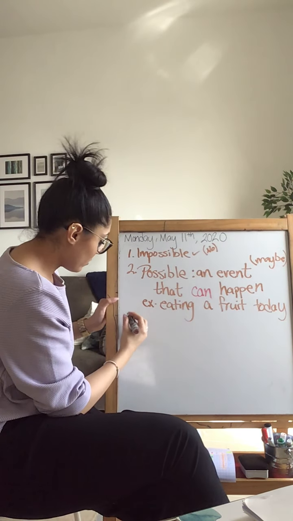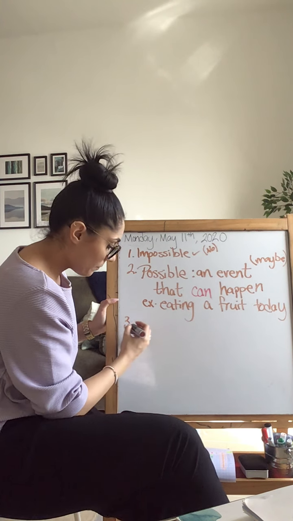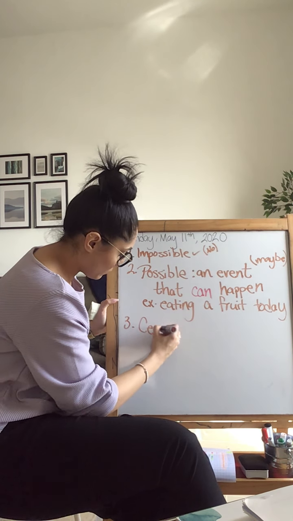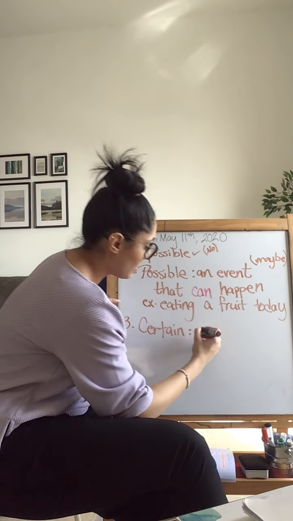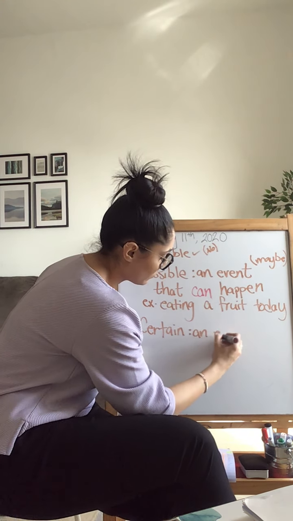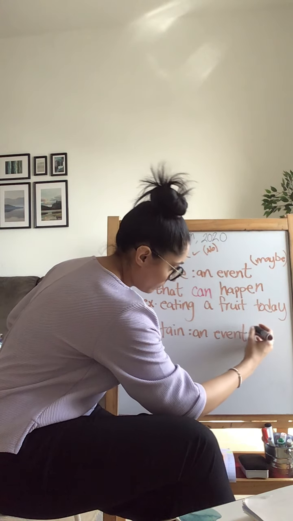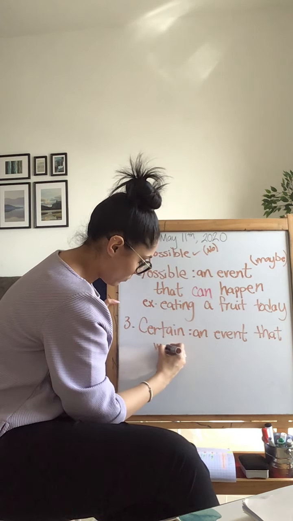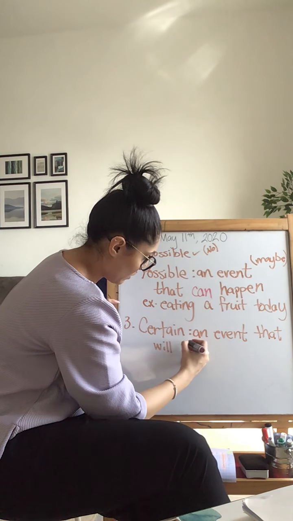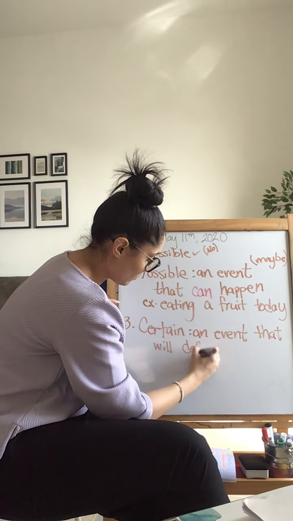Next, which is the third one, which is part of the group number 1, is certain. Okay, if something is certain, that means it's an event that will definitely happen.